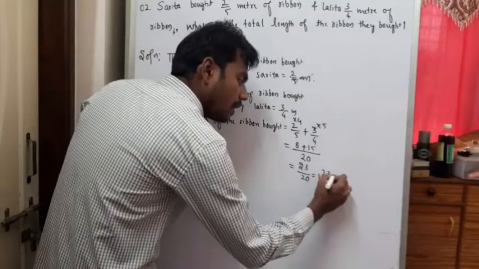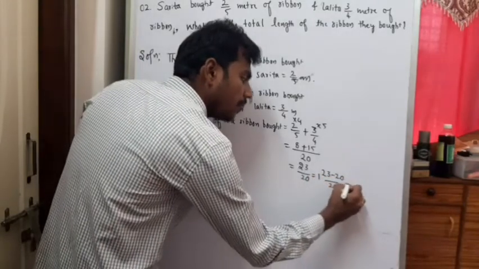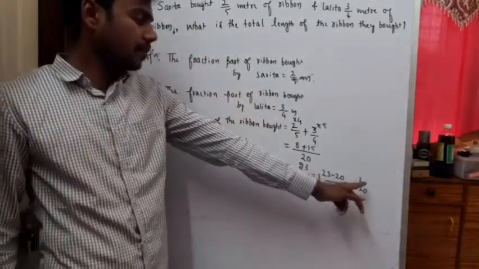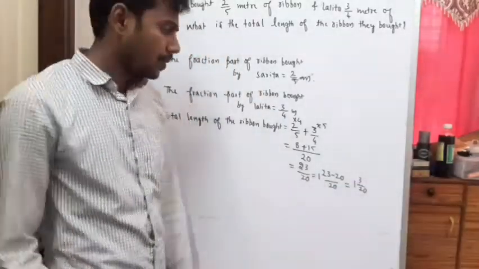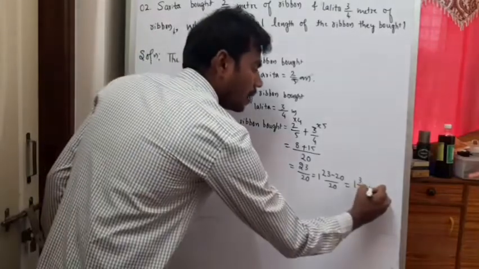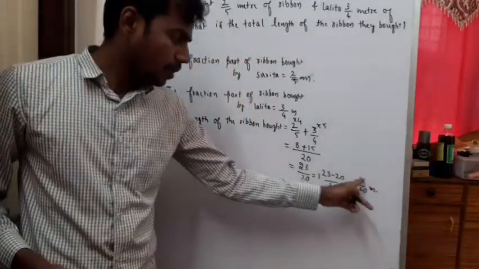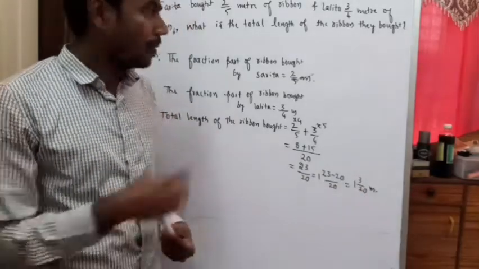Or else 20 1s are 20. Here you can write 23 minus 20 divided by 20, which is equal to 1 3 by 20. Your final answer is 1 3 by 20 meters. So the total length of ribbon bought is equal to 1 3 by 20 meters. So please note this down.